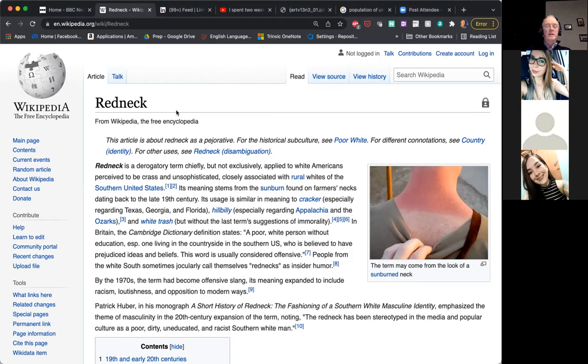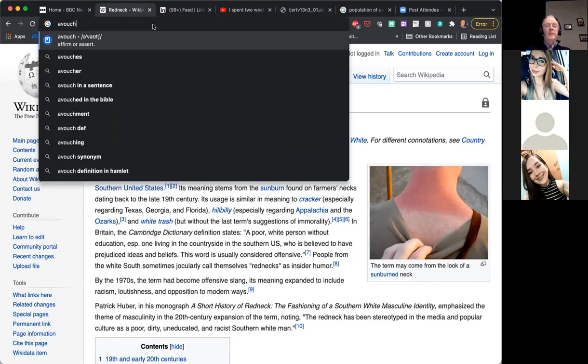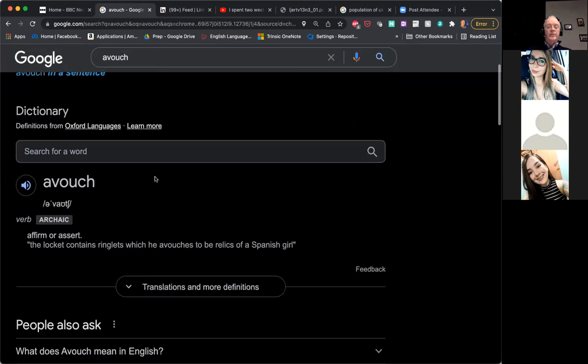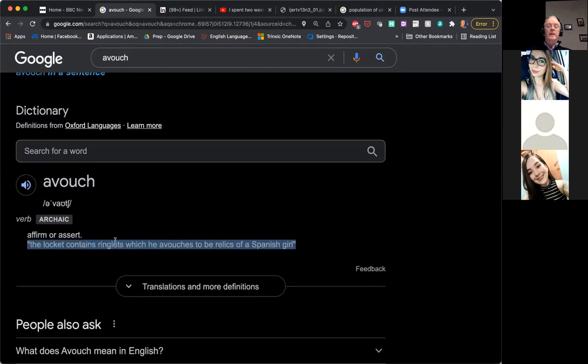And the first word I want to teach you tonight is avouch. Has anyone heard this word before? Avouch. No. Okay. So avouch is affirm or assert. The locket contained ringlets, which he avouched to be relics of a Spanish girl. So what you're doing when you avouch something is you're saying it's true, right?